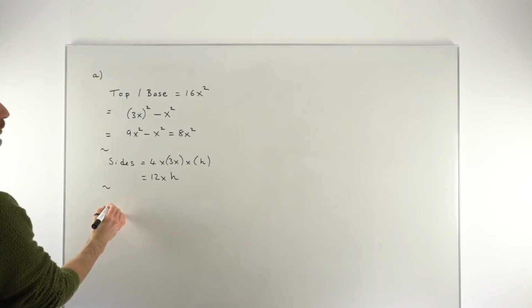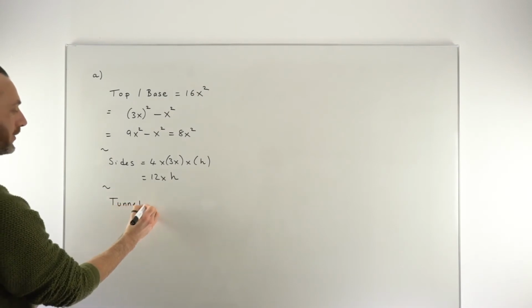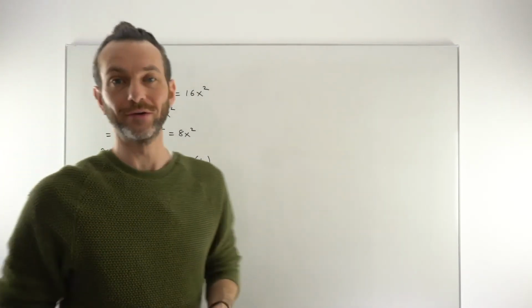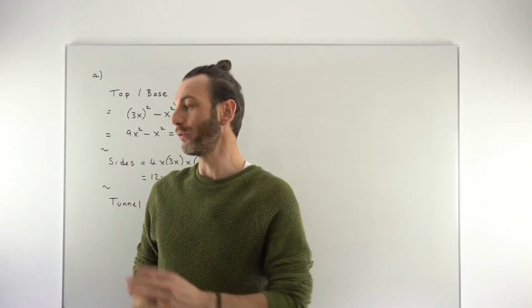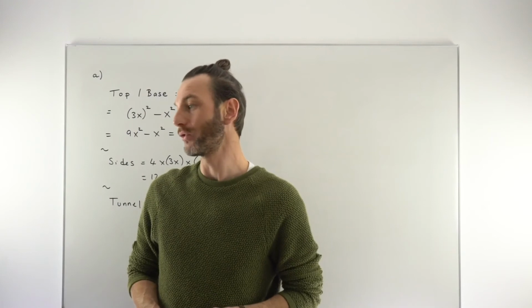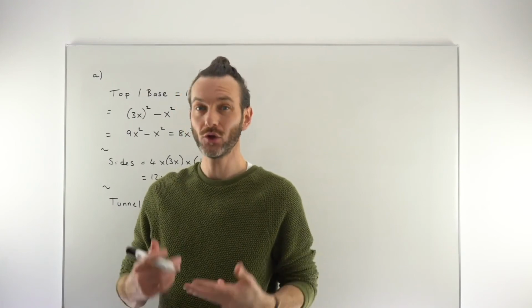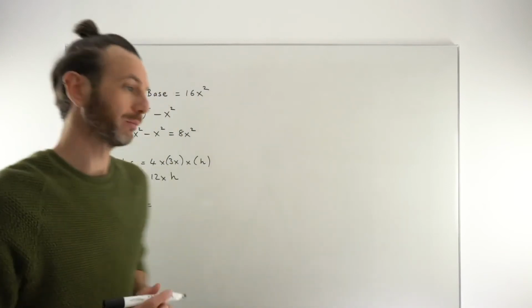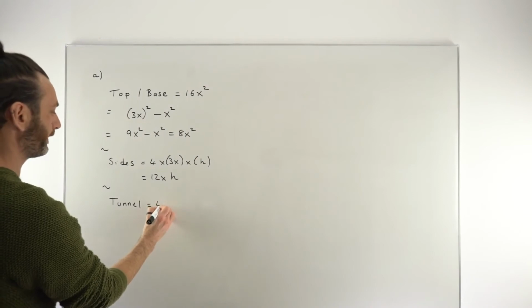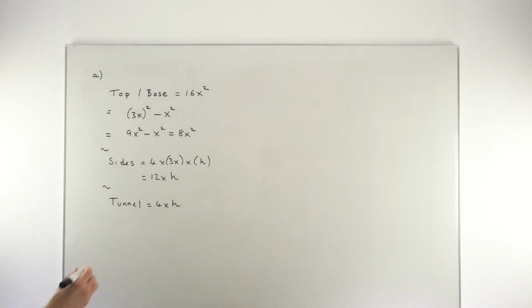And then finally, we've got to do the tunnel, because we're dealing with surface area and we need to accommodate all of the surface areas, including the tunnel. So the surface area of the tunnel is basically made up from 4 rectangles, isn't it? And each of the rectangles has an area of xh, just using basic geometry like length times breadth. So it's xh times 4, or 4xh, like that.